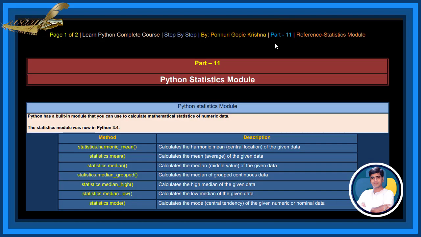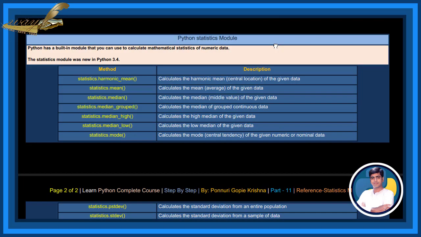In this session, let us learn about the Python statistics module. It is a built-in module that you can use to calculate mathematical statistics of numerical data. The statistics module was new in Python 3.4. The statistics.harmonic_mean method calculates the harmonic mean, the central location of the given data. The statistics.mean method calculates the mean, the average of the given data.